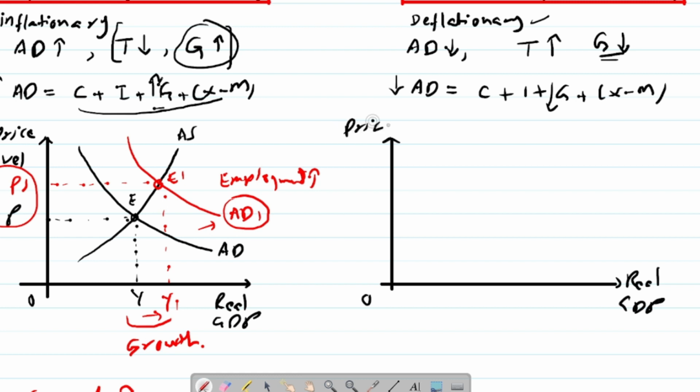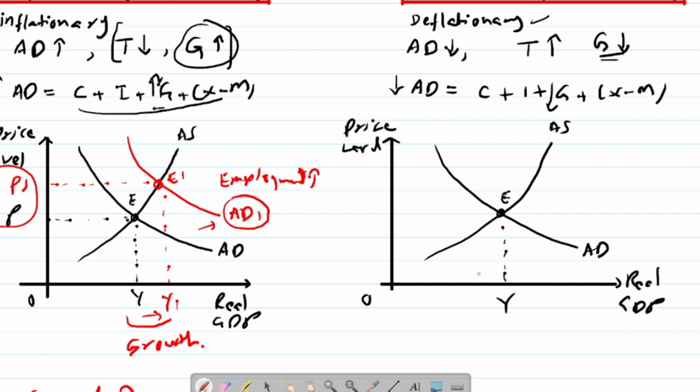So we have price level on Y. This is price level, and again draw aggregate demand curve, negatively sloped AD, and aggregate supply, that is positively sloped, and both curves meet each other at E, where real GDP is Y and price level is P.